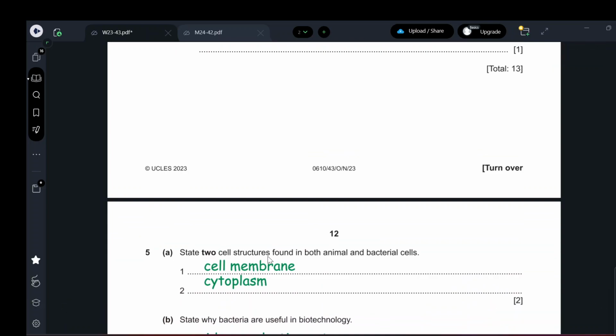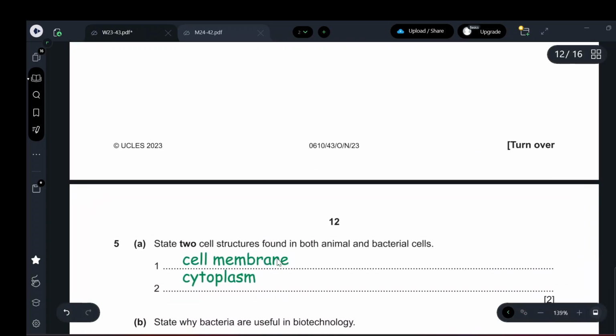Question 5. Two cell structures found in both animal and bacterial cells. I can say anything that's common. I can say cell membrane. I can say cytoplasm. I can say DNA. Both of them have DNA. Here it's inside the nucleus, here it's not, but both of them have DNA.